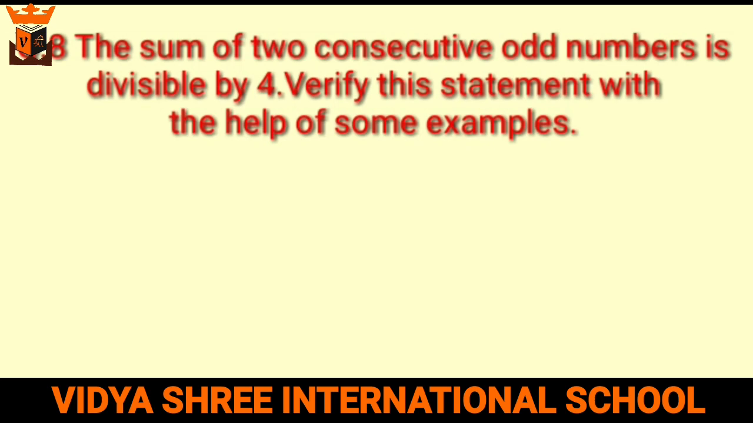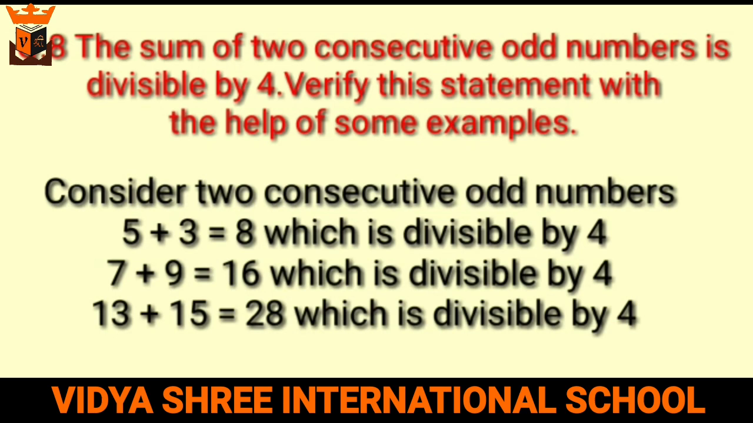Question number 8 is, the sum of 2 consecutive odd numbers is divisible by 4. Verify this statement with the help of some examples. Let us consider 3 and 5, 2 consecutive odd numbers, and their sum is equal to 8, which is divisible by 4. 7 and 9 are also 2 consecutive odd numbers and their sum, which is equal to 16, is divisible by 4. 13 and 15 are also 2 consecutive odd numbers and the sum of 13 and 15, which is equal to 28, is also divisible by 4.